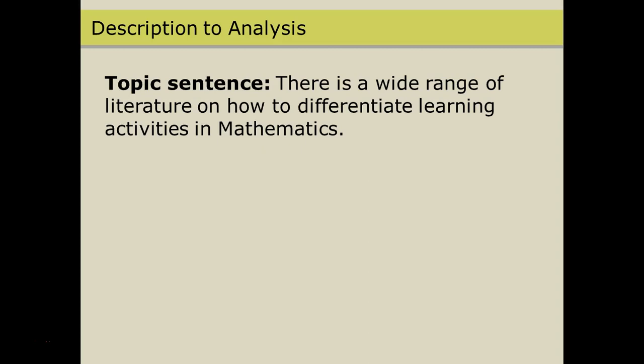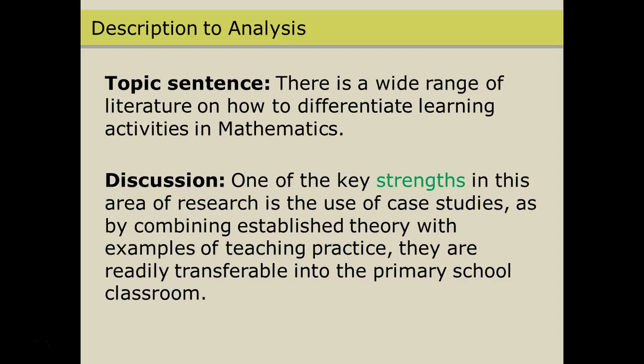Now, let's have a think about what that discussion sentence could include. How could we tie up that paragraph? We could look at that evidence, evaluate it, and decide that we want to talk about the strengths. So we could say, one of the key strengths in this area of research is the use of case studies, as combining established theory with examples of teaching practice means that they're readily transferable into the primary school classroom.